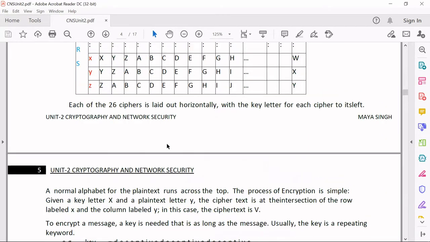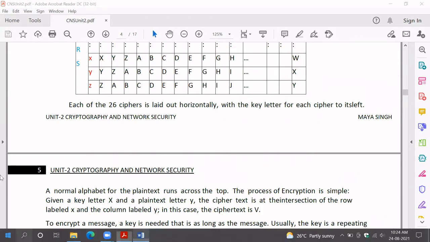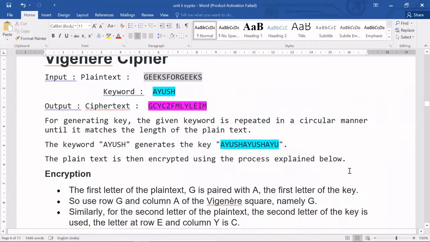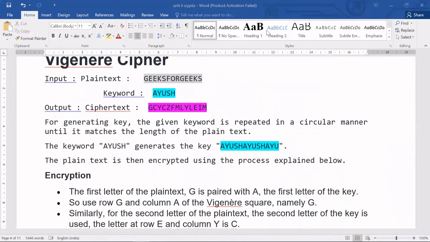So let us see this with an example. Here we have taken a plain text, that is geeks for geeks, and keyword Ayush. Plain text geeks for geeks, keyword Ayush. Using these two, we have to obtain the corresponding ciphertext.